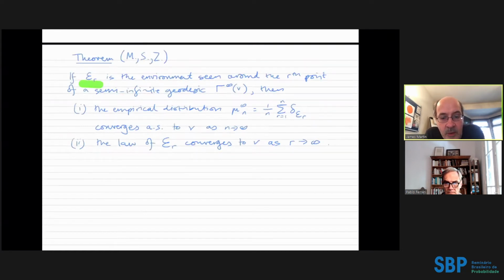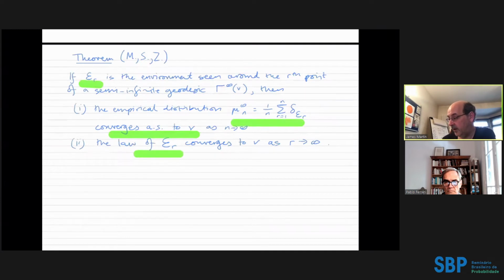Okay, so again, we could look, let's say, at the first n points of this semi-infinite geodesic, and average over those, we get this empirical distribution here. And this empirical distribution converges, or there's now a very obvious coupling of these things, and we get convergence almost surely now to our limiting distribution nu. But we could also just pick, let's say, the rth point of our semi-infinite geodesic and look at the environment around that point. And so the law of the environment around the rth point, again, converges to our limit nu as r tends to infinity.